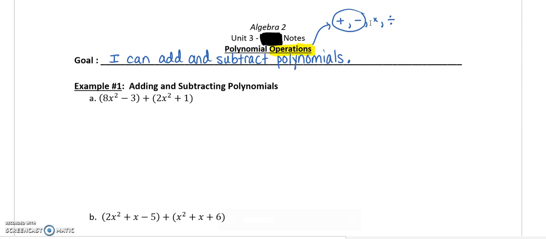Okay, now, when it comes to adding and subtracting polynomials, the big thing we're trying to focus on is to get rid of the parentheses so that we can just combine like terms. So I'm going to write that down. Get rid of parentheses and combine like terms.